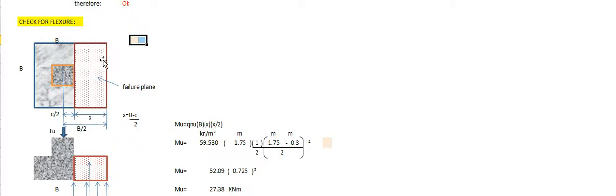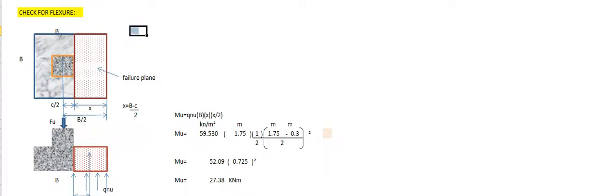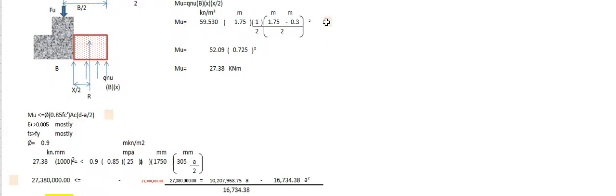As per drawing, the failure plane is here with distance x, for width B over 2. The center of column toward x is C over 2, so ultimate moment Mu is equal to Kno times B times x squared over 2, so the Mu is 27.38 kilonewton meter. Mu is equal to, following the formula, 59.53 times 1.75 times 1 over 2 times 1.75 minus 0.3, all divided by 2 to the power of 2, so the Mu is 27.38 kilonewton meter.